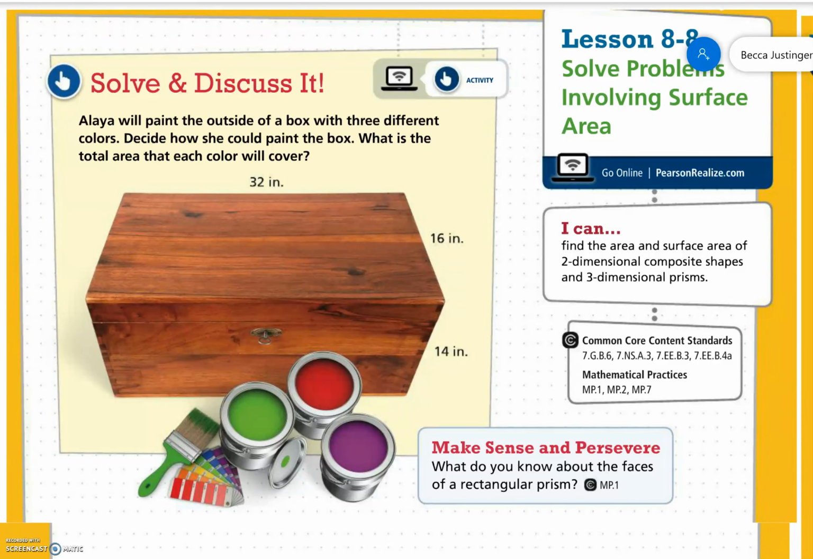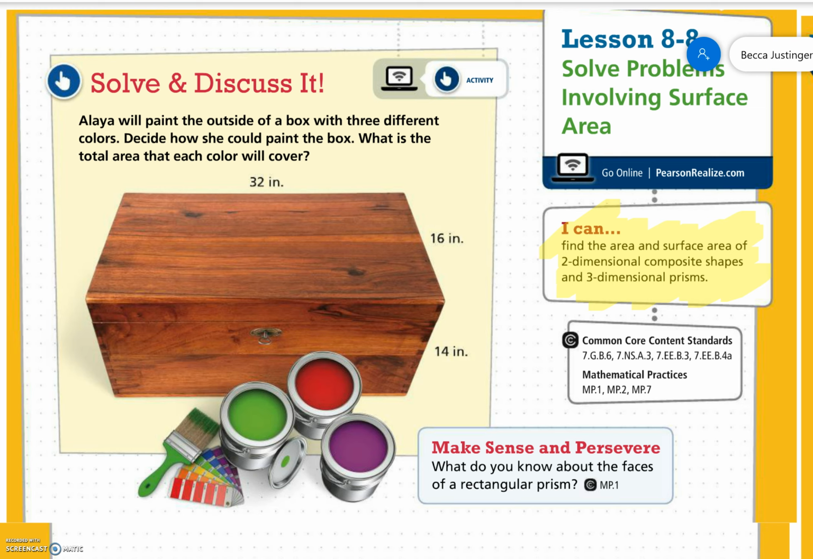Hi, 7th grade. Welcome to lesson 8.8, solve problems involving surface area. By the end of the lesson, I want you to be able to say, I can find the area and surface area of two-dimensional composite shapes and three-dimensional prisms. Let's solve and discuss it.